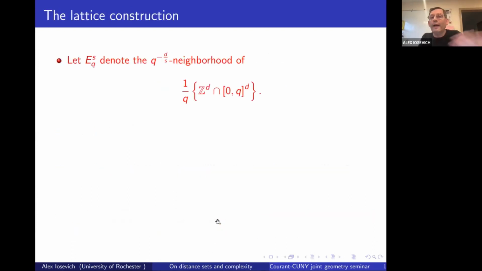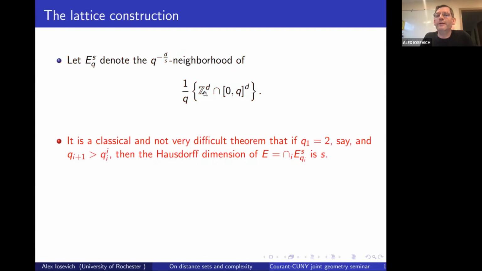All right, so what happens in the continuous case in terms of the integer example? This integer example is something that I go back to at least once a week for inspiration. So you take the integer lattice, you scale it down, and you take a q to the minus d over s neighborhood. So what we're trying to do here is to imitate a set of a given fractal dimension.